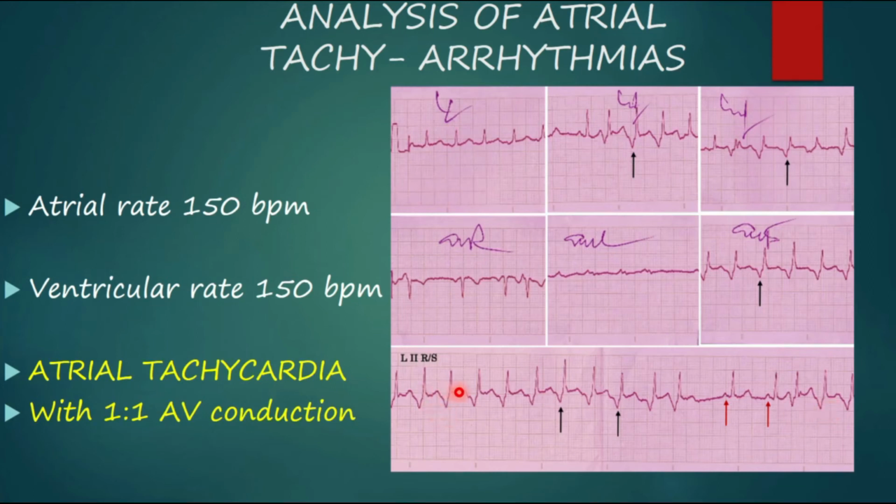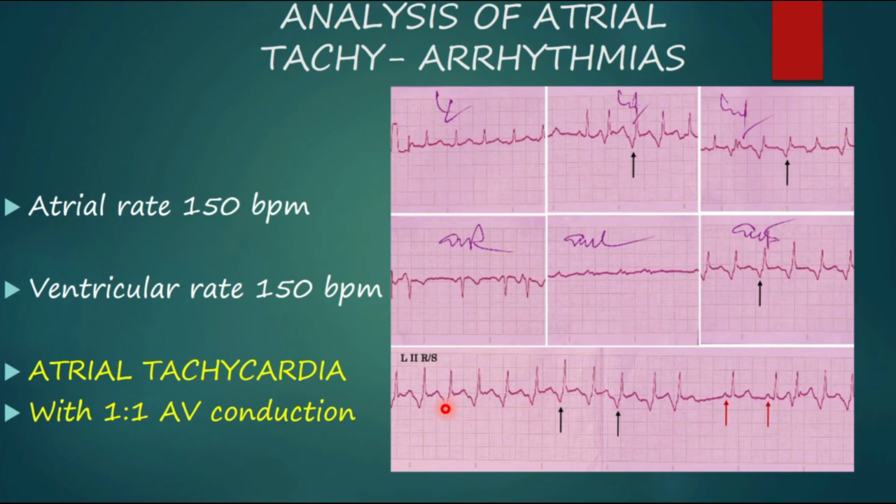It's a regular narrow complex tachycardia at a rate of 150 beats per minute. Each QRS complex is preceded by an inverted P wave. These P waves have a bird's beak appearance, abnormal P waves.